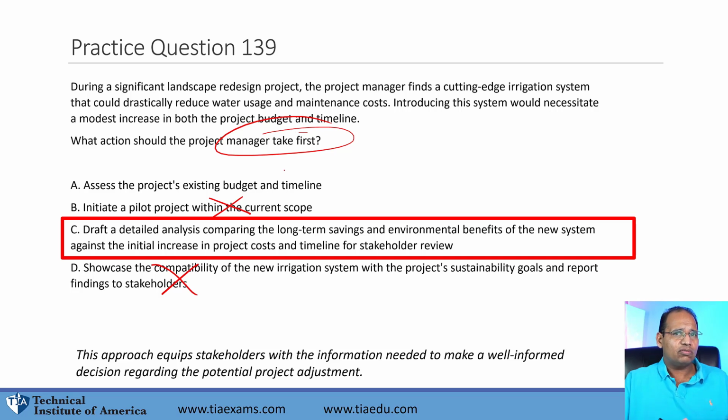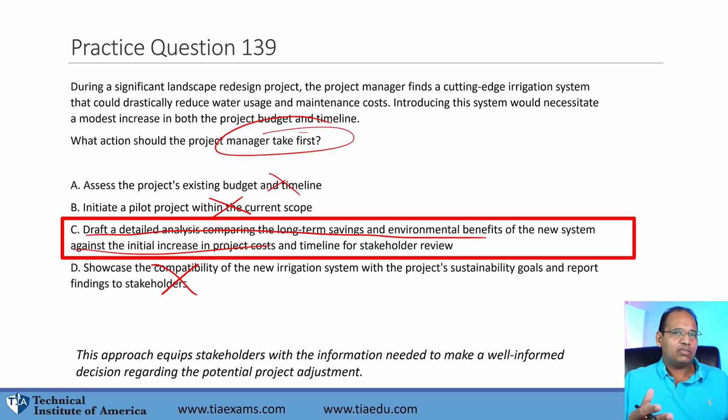But it's not just those two, right? You want to do a detailed analysis, long-term savings and benefits of the new system against the initial increase in cost. So basically assess how this thing is going to affect the scope, how it's going to affect the increase in cost and time. A and C are basically saying almost the same thing, but C is giving you a more detailed explanation, making C a better answer than A.